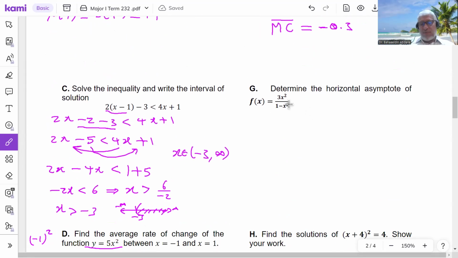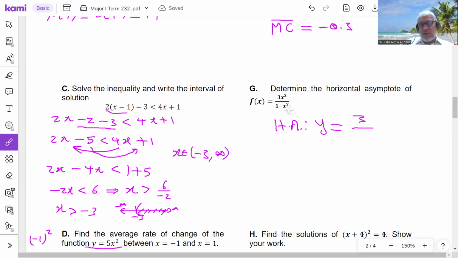Determine the horizontal asymptote. We have here a rational function. Rational means polynomial over polynomial. There is a polynomial of degree 2 in the numerator and a polynomial of degree 2 also in the denominator. If the two polynomials have the same degree, then the equation of the horizontal asymptote would be y equals the coefficient of the highest power in the numerator. The highest power is x squared, and the coefficient of x squared is 3. And in the denominator, also the coefficient of the highest power.